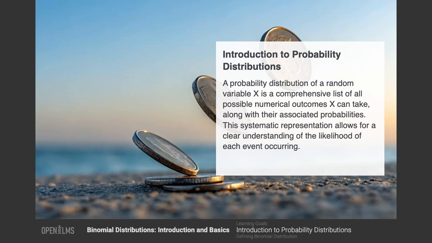Introduction to probability distributions. A probability distribution of a random variable x is a comprehensive list of all possible numerical outcomes x can take, along with their associated probabilities. This systematic representation allows for a clear understanding of the likelihood of each event occurring.